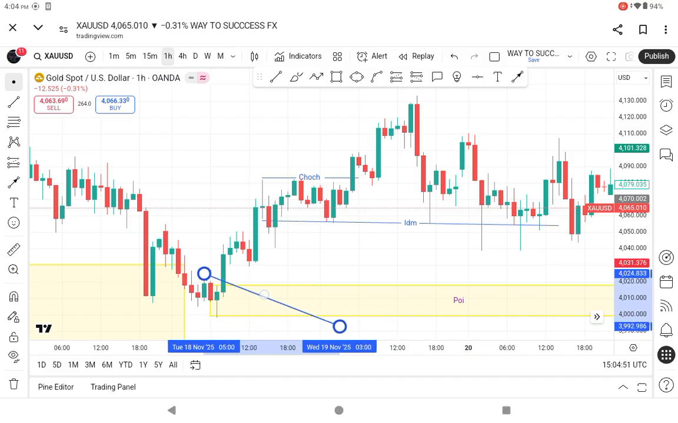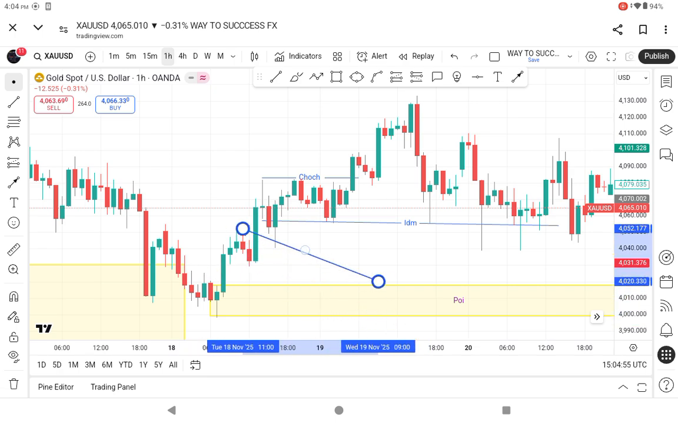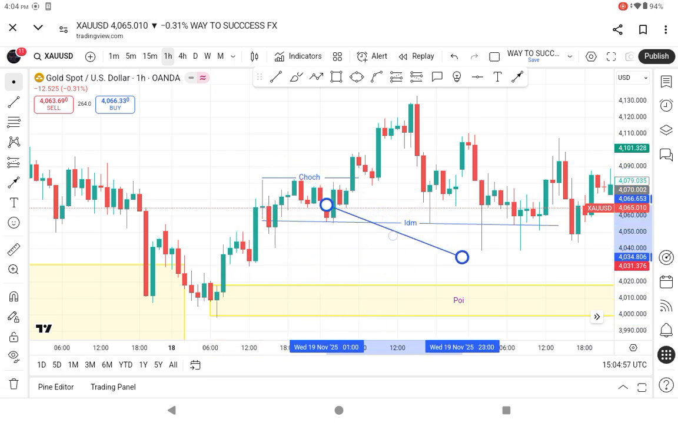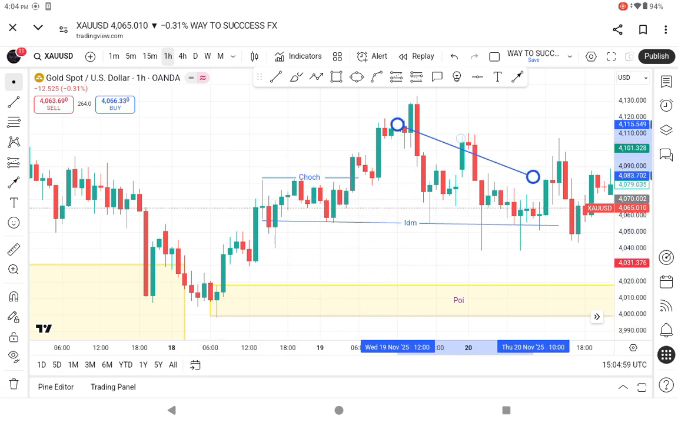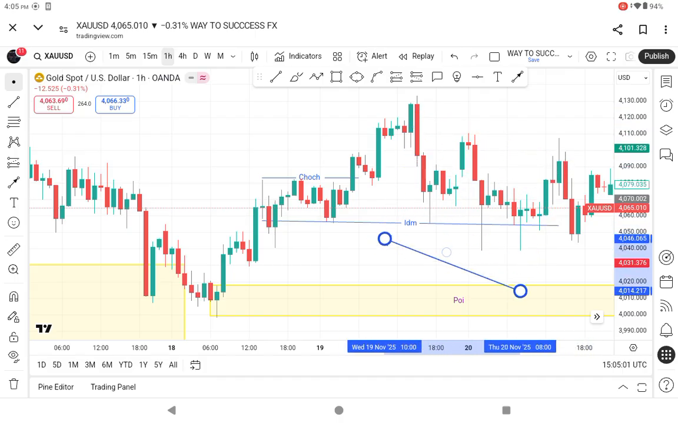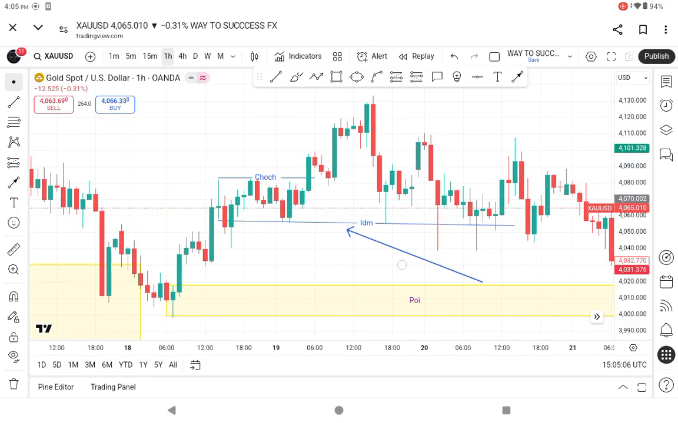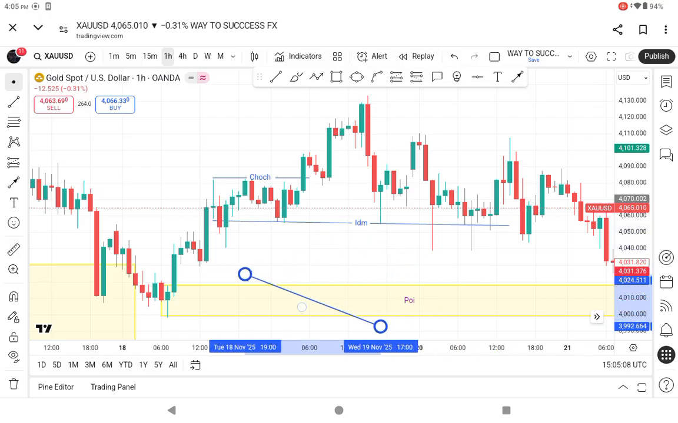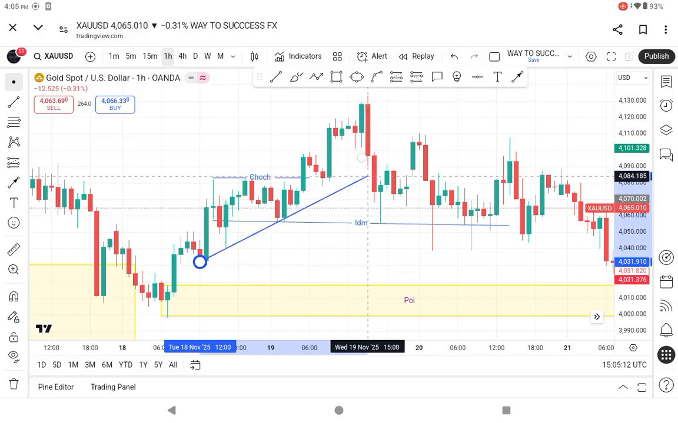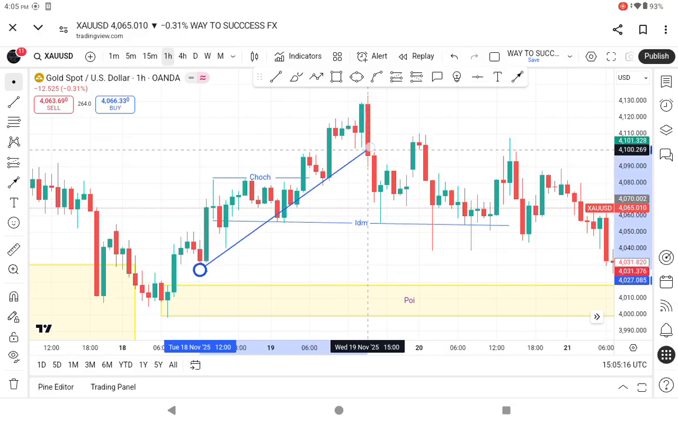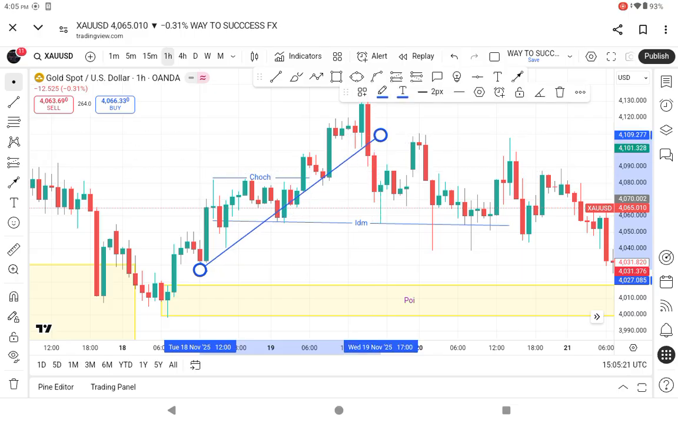First side broken here, pull back, continuation, pull back, continuation, pull back, continuation. So we continue that way till now the market decided to come back. What do we have? You can mark this as a trend line liquidity, which is exactly what it is.